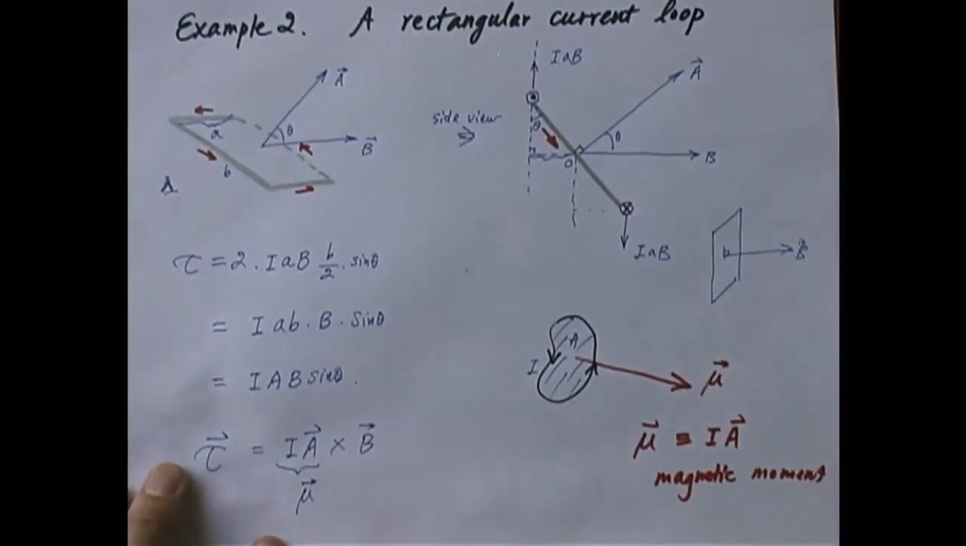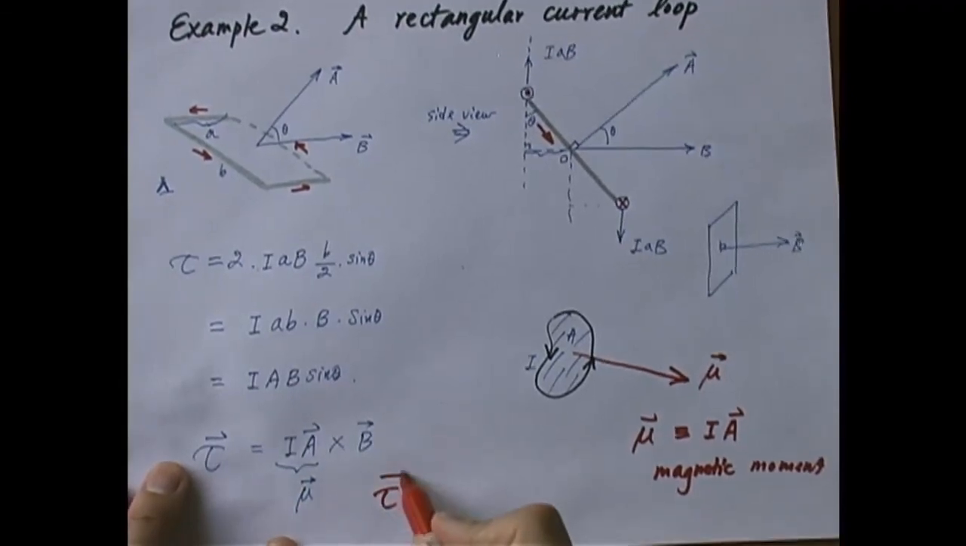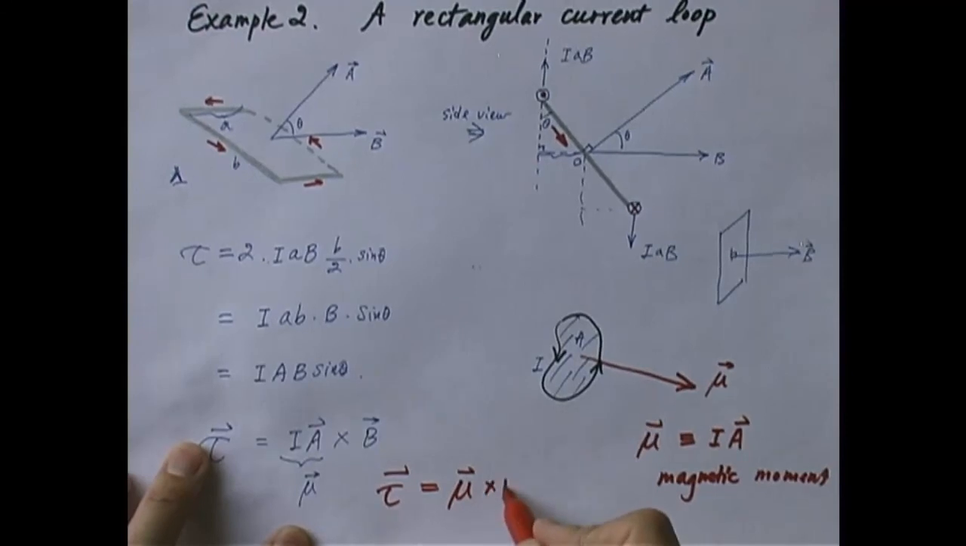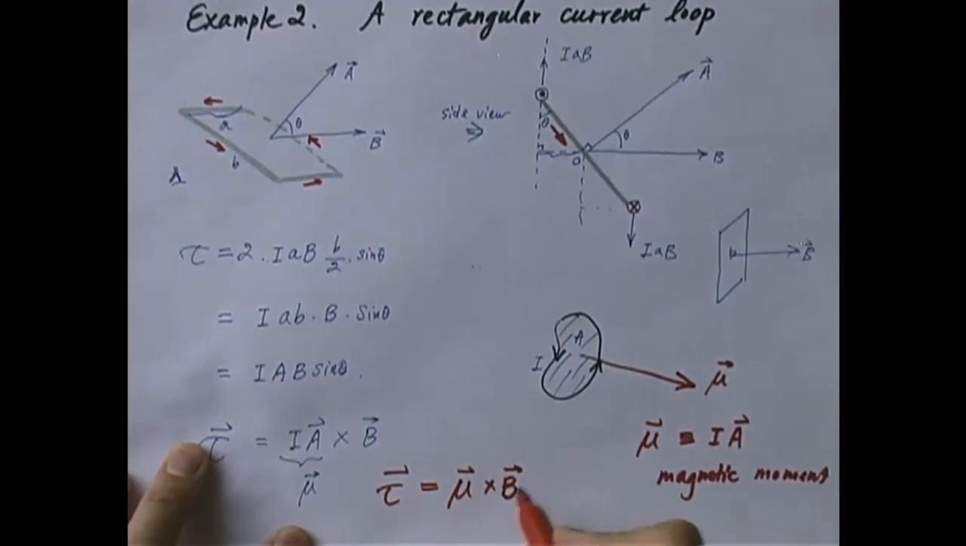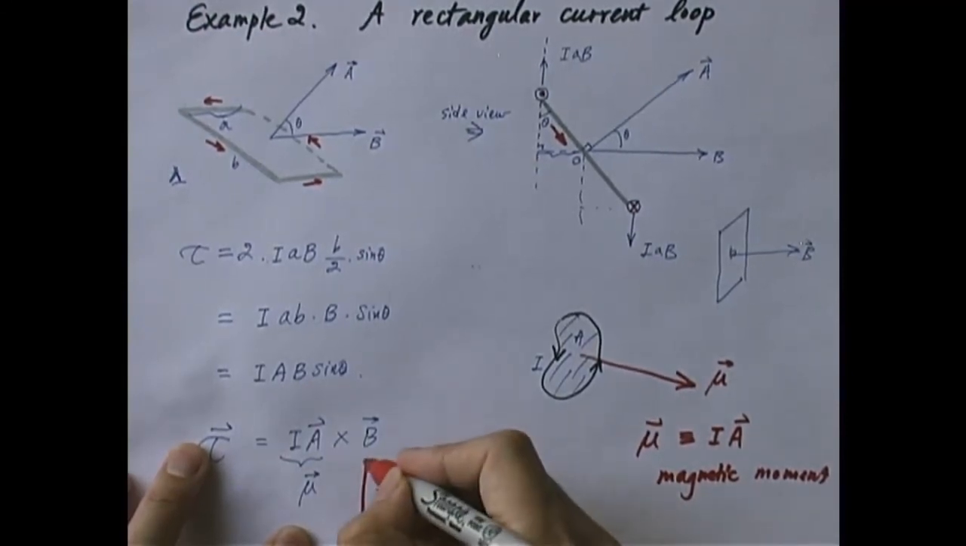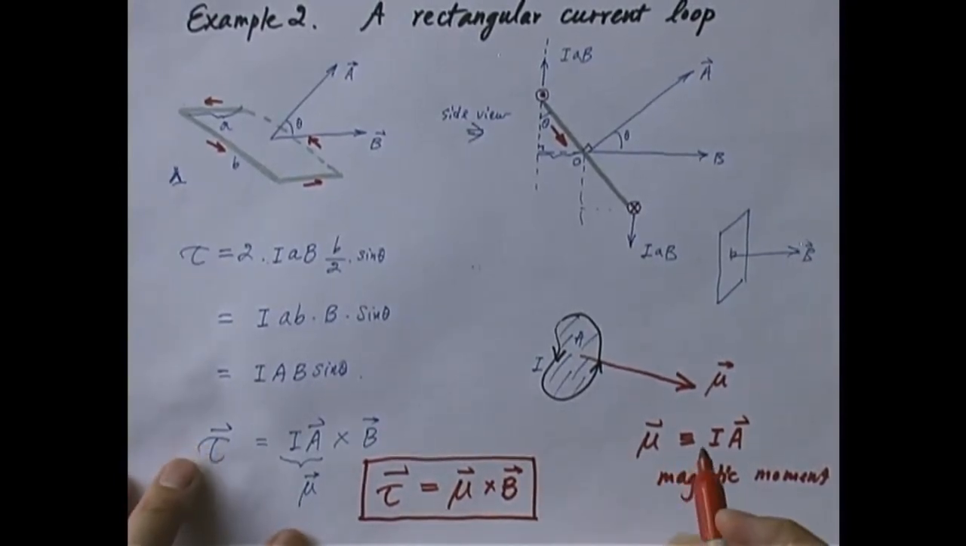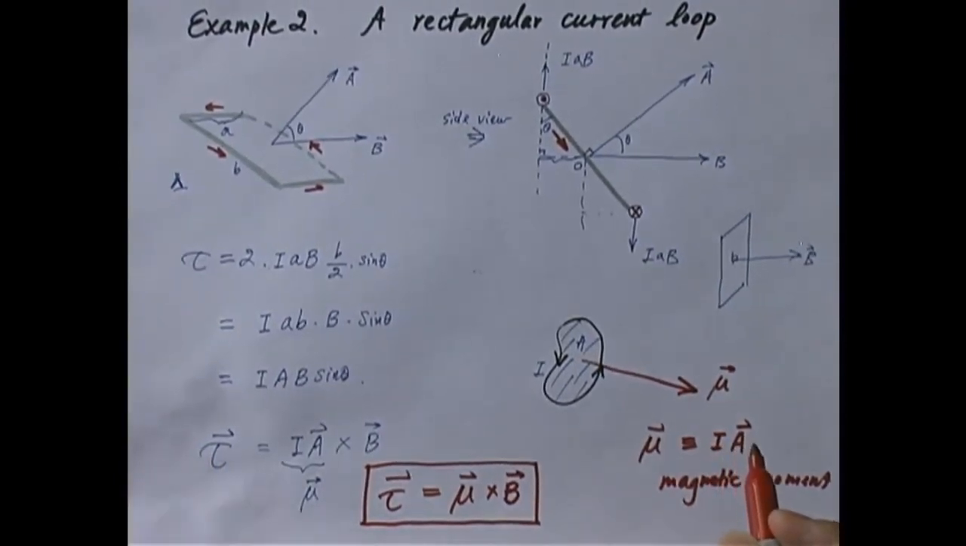Once you have this magnetic moment, you can write torque as mu cross B. Okay, mu cross B. When you put a loop of magnetic moment mu in a magnetic field B, here's the torque you're going to get. Okay.